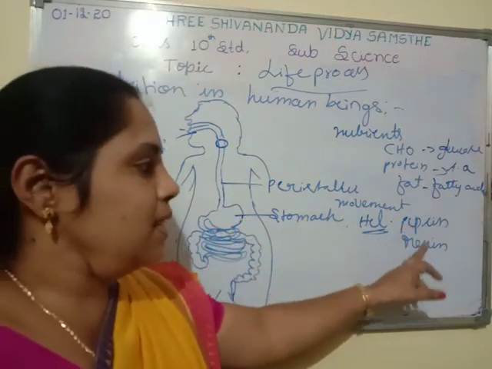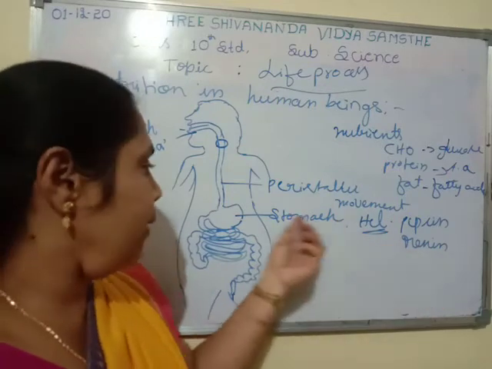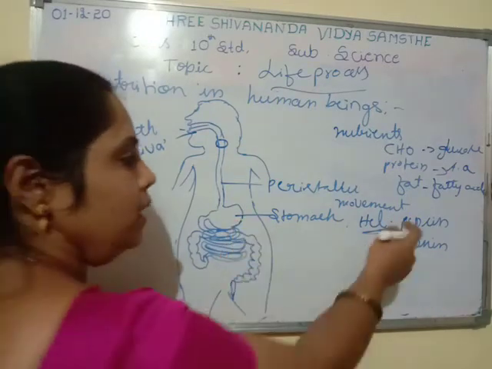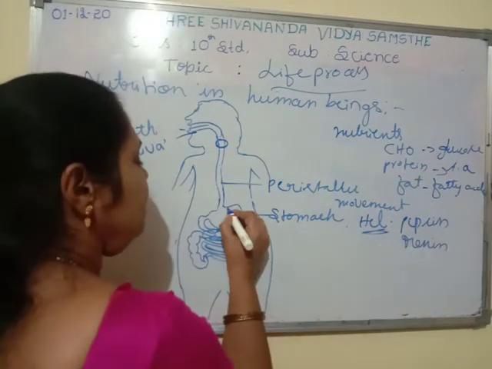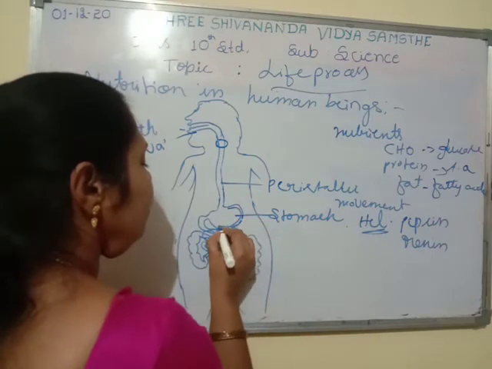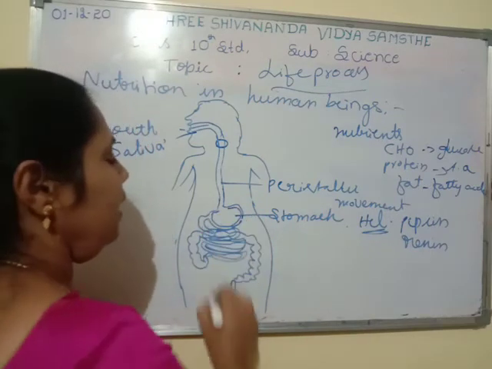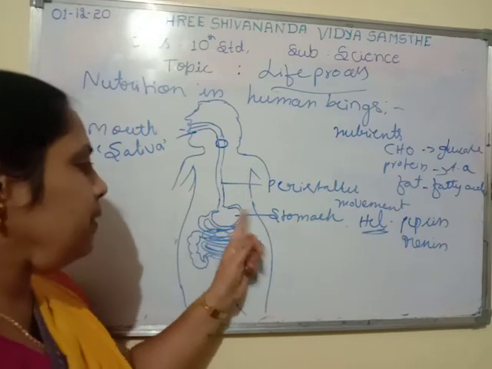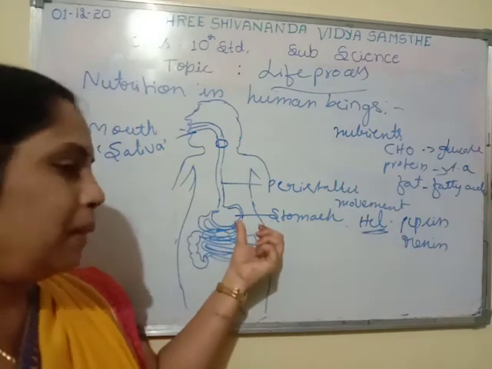Okay, so these two enzymes are very important in the stomach. These enzymes are present in the inner wall of the stomach. ಇಲ್ಲಿ ಸ್ಟೊಮ್ಯಾಕ್ ಇದೆಯಲ್ಲ, ಇದರ ಒಳಭಾಗದಲ್ಲಿ ಈ ಪೆಪ್ಸಿನ್ ಮತ್ತು ರೆನಿನ್ ಉತ್ಪತ್ತಿ ಆಗುತ್ತೆ.